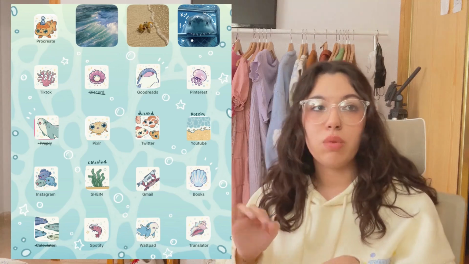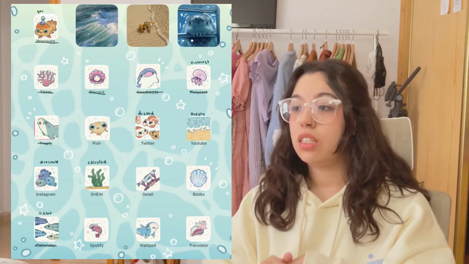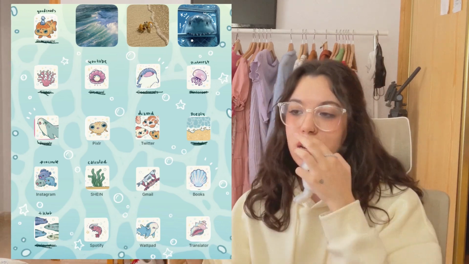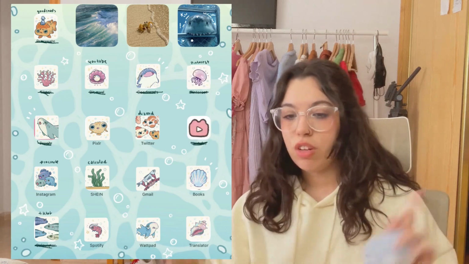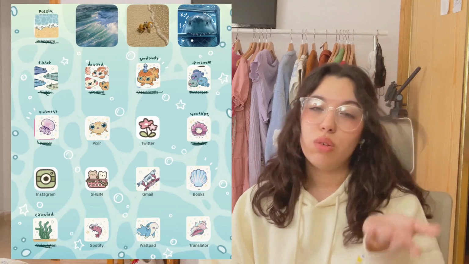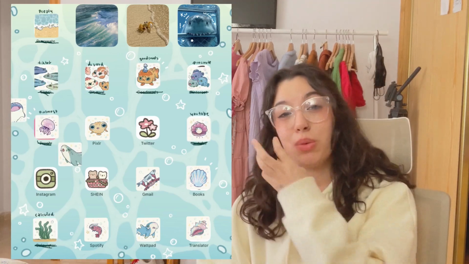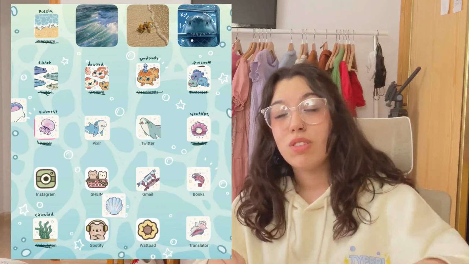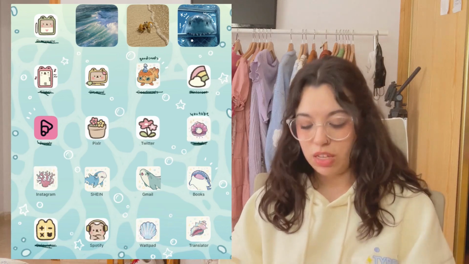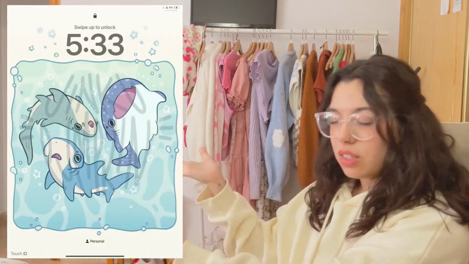And then once I finished, I just started moving them. I assigned an app to each drawing that I made for each icon that I made, and then I started moving everything until I was satisfied. And then I just had to go to my screen and start changing each app to its corresponding icon, which was a pain. It was really boring. I have to change each one individually, so it's really boring. But this is the end result.